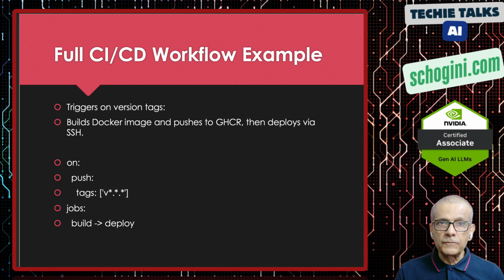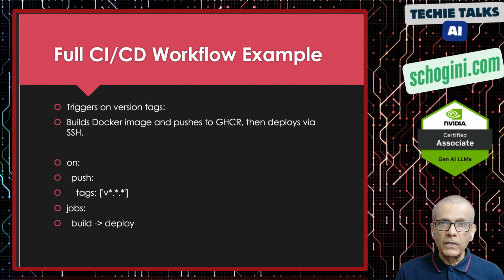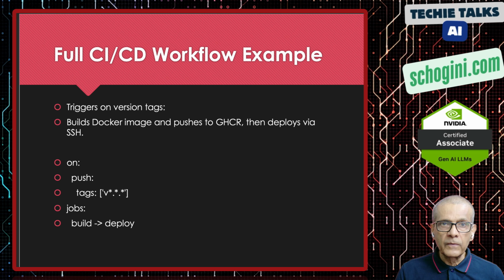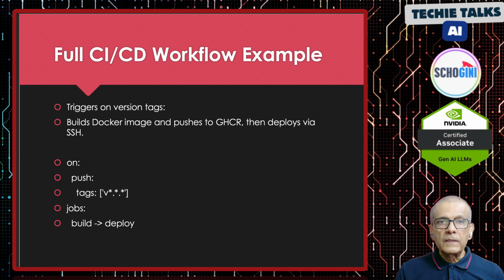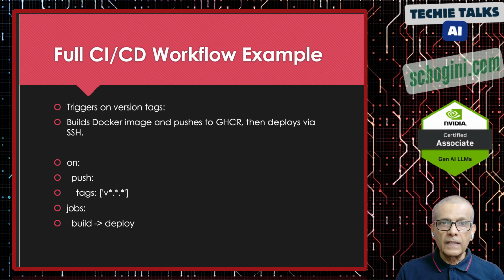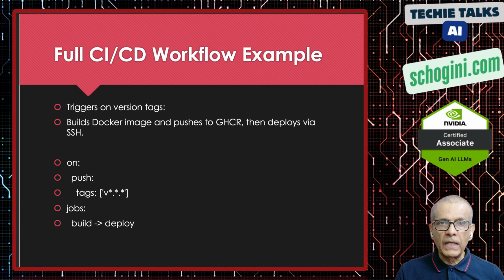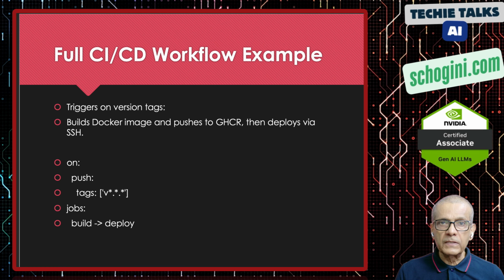Full CI/CD workflow example. This is a real world CI/CD pipeline. When you push a version tag like v1.1.0, it triggers two jobs. One, build a Docker image and push it to the registry. Two, it SSHs into a live server and redeploys the running Docker Compose stack. All automated, no manual login. From commit to deployment, GitHub Actions handles everything.